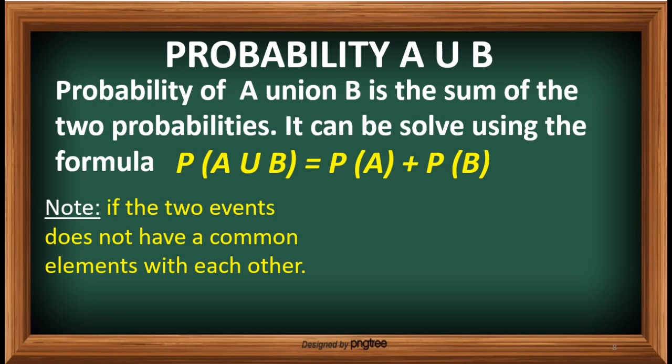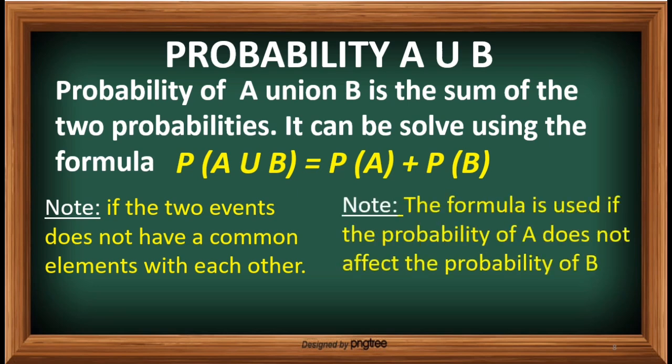Now, let's take note of the following. If the two events do not have common elements with each other, we will use this formula. Also, the formula is used if the probability of A does not affect the probability of B. Remember, if the probability of A does not affect the probability of B.